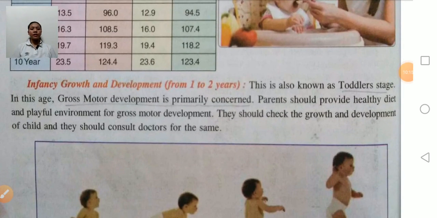Infancy growth and development. Infancy stage is from 1 to 2 years. This is also known as toddler's age. In this age, gross motor development is primarily concerned. Parents should provide a healthy diet and playful environment for gross motor development, so that they can play and develop their gross motor skills.